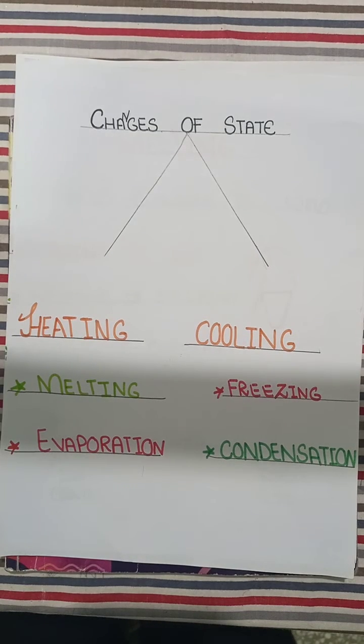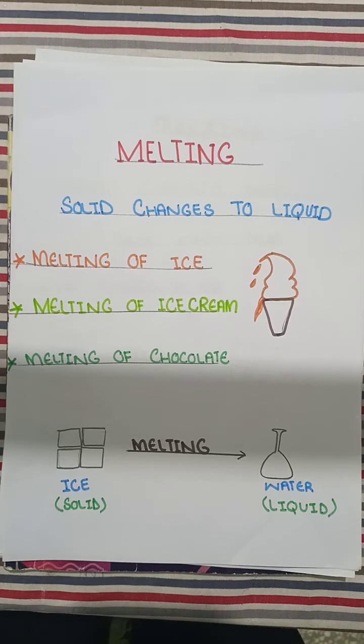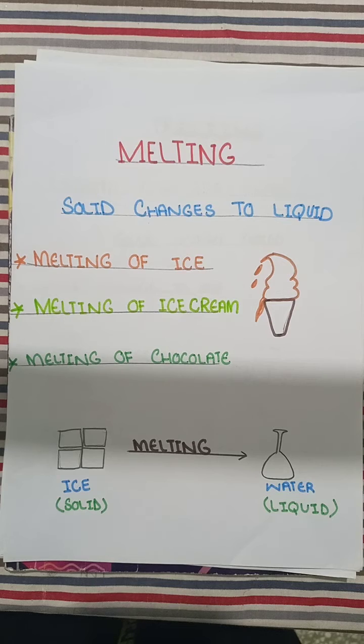On heating, the state can be changed to another state by melting and evaporation, and on cooling, the states of matter can be changed by freezing and condensation. Okay, what is melting? Melting is the process in which a solid changes to liquid by heating. Melting is the process in which the solid changes into liquid.